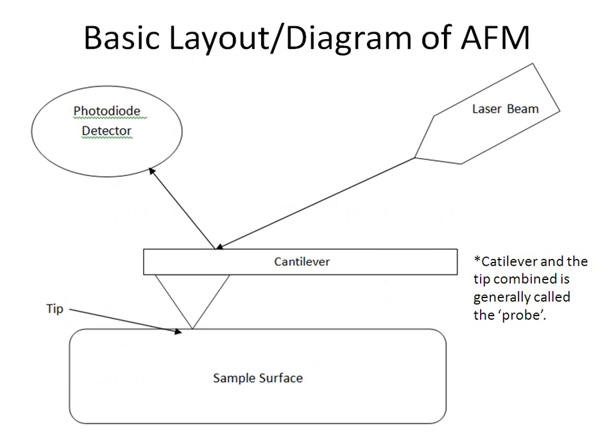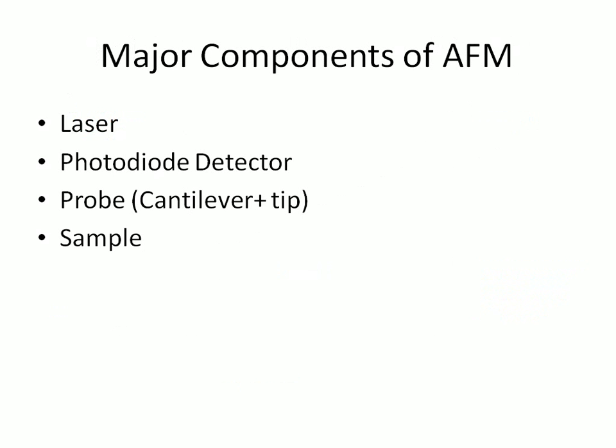Right here is a basic layout of the atomic force microscope. You've got your laser beam that shoots a laser onto a cantilever. This cantilever holds a tip, and as the tip goes across the sample's surface, the cantilever, based on the height and movement of the tip, changes its angle. That angle changes the laser's angle that bounces off, and then we have a photodiode detector that reads and picks up this angle. Also, I've called it a probe. A probe just simply means the cantilever and the tip.